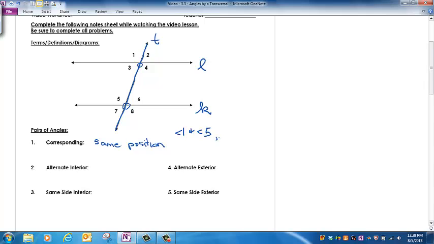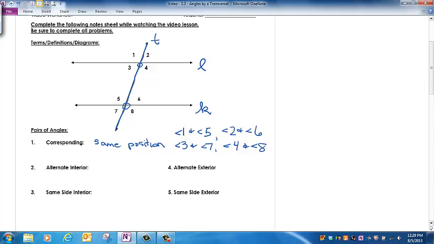What might be another one? Well, let's see. Angle 2 is in the upper right, and angle 6 is in the upper right. So those would also be corresponding. Angle 3 bottom left, angle 7 bottom left, another pair of corresponding. And finally, what would our last pair be? You got it, angle 4 and angle 8.